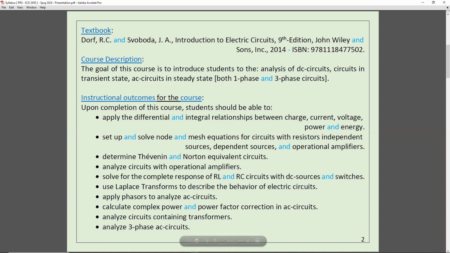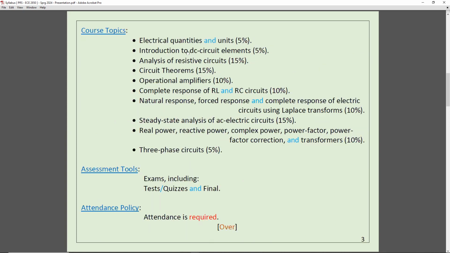Here I'm writing the outcomes. After you finish this course, what should you learn? I'm not going to spend time on this because that's what you are going to learn in this course anyway. These are the topics we are covering: electrical quantities, units, introduction to DC circuits, and so on.